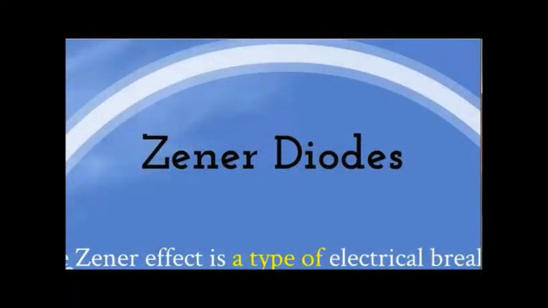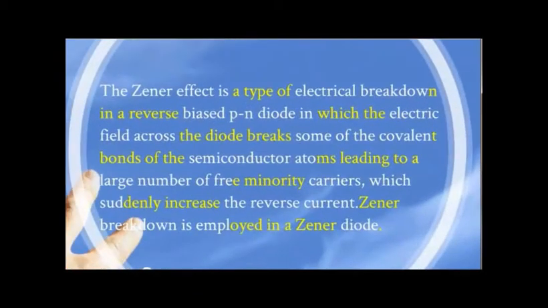Zener effect. The Zener effect is a type of electrical breakdown in a reverse biased PN diode, in which the electrical field across the diode breaks some of the covalent bonds of the semiconductor atoms, leading to a large number of free minority carriers which suddenly reverse the current. Zener breakdown is employed in a Zener diode.